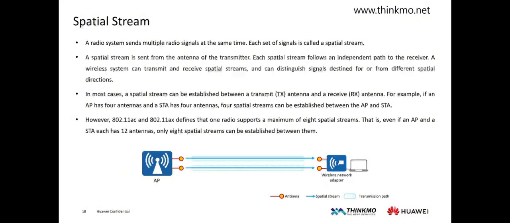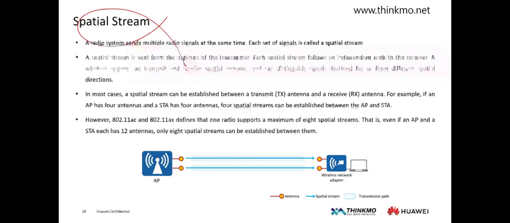Spatial streams are a very important concept in our wireless communication, especially in the application of Wi-Fi and MIMO, multiple input, multiple output technology. Spatial streams refer to the data streams that are sent or received in parallel through antennas in our wireless communication. Each spatial stream represents an independent data transmission path, usually established through different antennas and radio frequency channels.